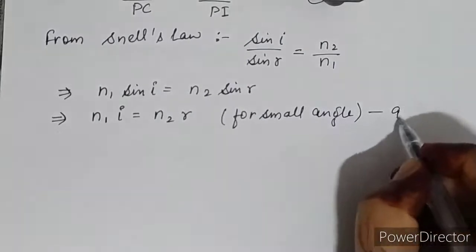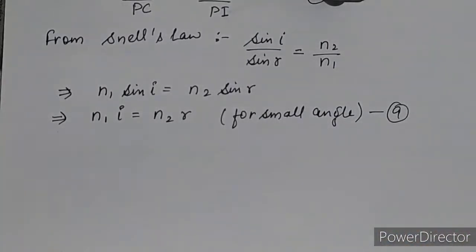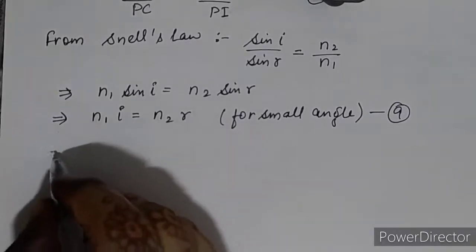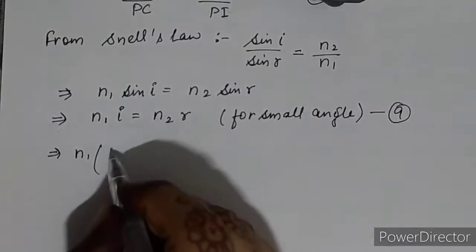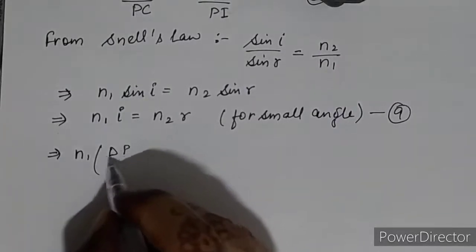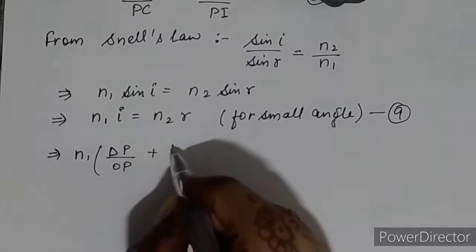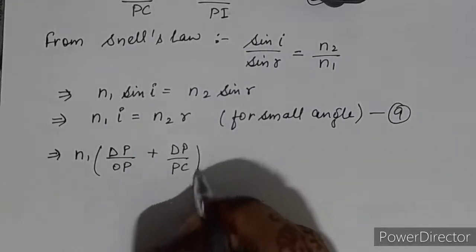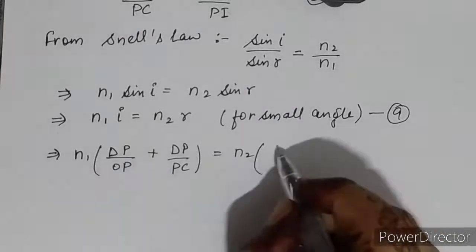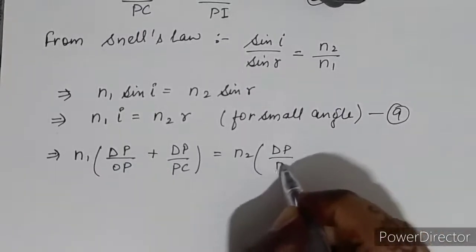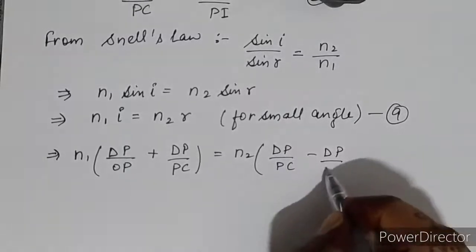This will be your equation number 9. Okay, clear? Now further we have both the values of I and R, I from equation number 5 and R from equation number 8. So I am just putting both the values of I and R in equation number 9. Clear? So I have just got the equation: N1 upon OP plus N1 upon PC is equal to N2 upon PC minus N2 upon PI.